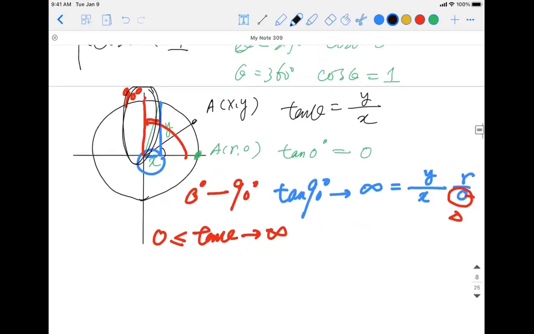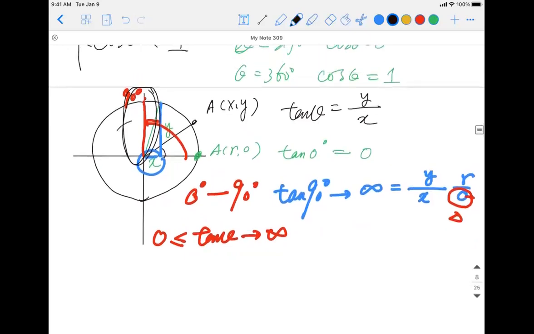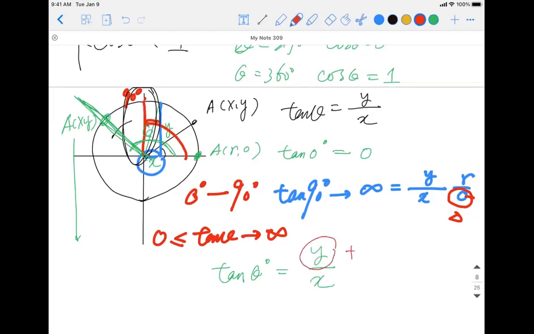Okay, can we do the same thing as we go to the negative part? Let's go to the second quadrant. I'm going to have a point A here, (X, Y). If I want to do my definition, tangent theta is Y over X. Check it out. Y at this moment is positive, but X at this moment will be negative, right?